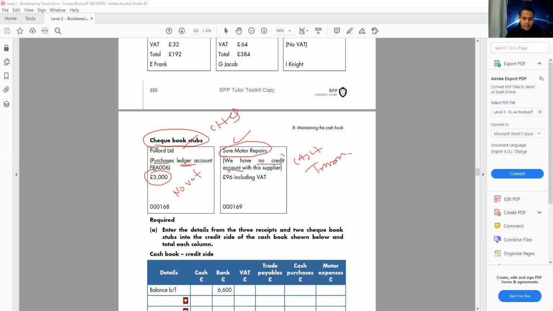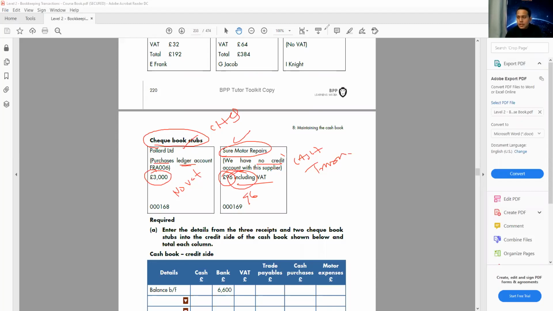They said 96 including VAT. So the VAT is inside the 96. How much will the VAT inside be? How can we take out the VAT? How much VAT is inside the 96? How do you get it? Can anyone remember that? Very well done, Sadia. Yes, divide by 6. If the VAT is included, if the VAT is inside, we always divide by 6.